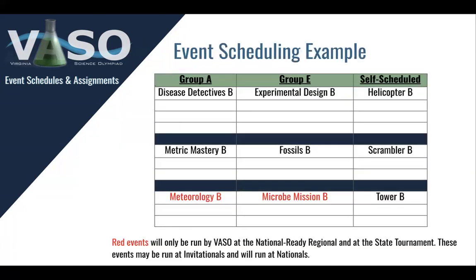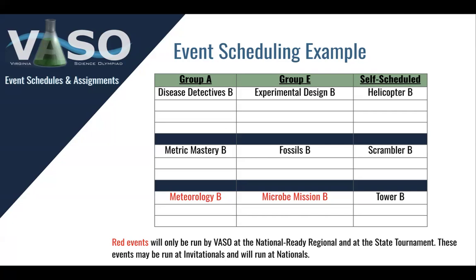Let's walk through an example of how I might use a team roster and these event conflicts to assign students to different events. I've selected two event groupings from the 2025 Division B slate. Group A with 3 events that overlap with each other, and Group E that are 3 events that overlap with each other. Group A and E will not overlap across one another, though.